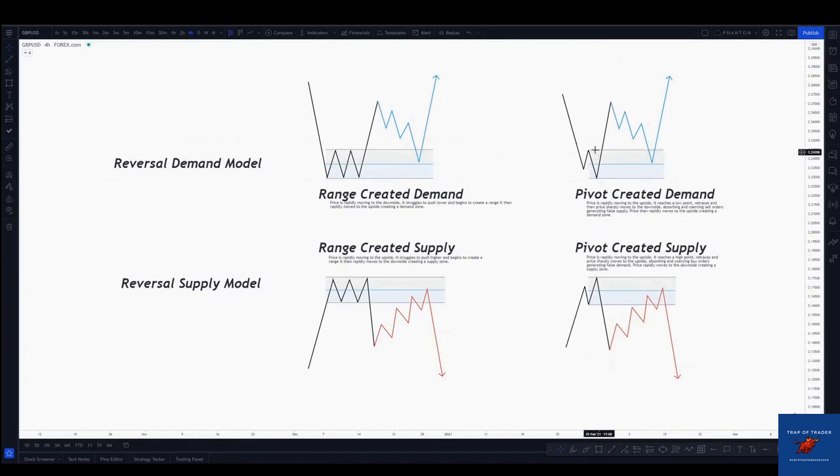Again, we don't look to trade the break of that initial high. We're instead waiting for price to return to this newly created demand zone to look for entries.